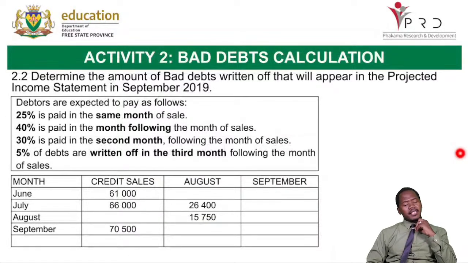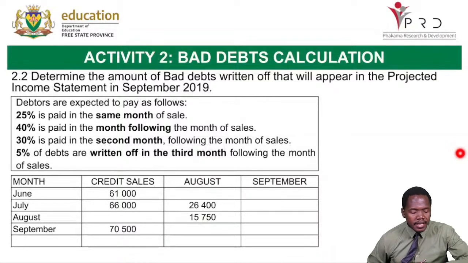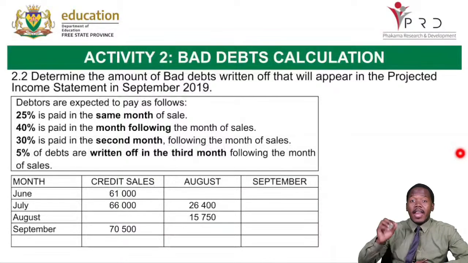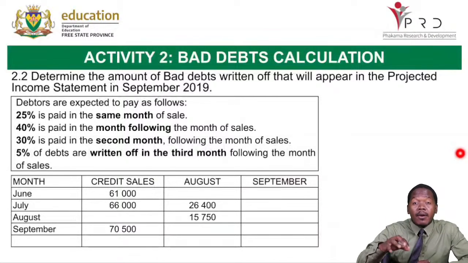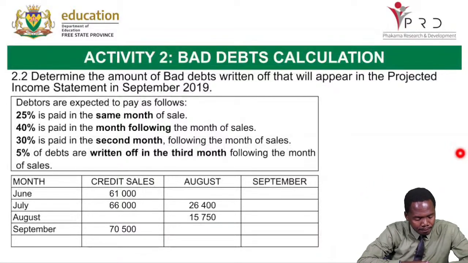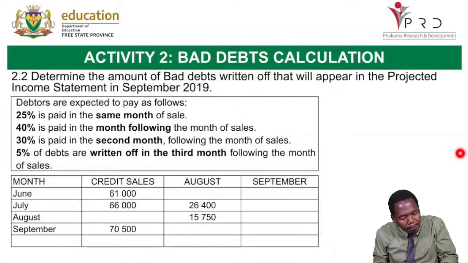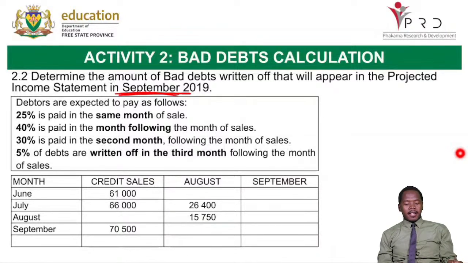How do we calculate bad debts now? Let us look at the bad debts calculation. It says here, determine the amount of bad debt written off that will appear in the projected income statement. We are now on the projected income statement. We are trying to do the missing figures in the projected income statement. Now, remember, how do we determine the bad debt? They say we are calculating bad debts for September, the ones that must be written off in September.